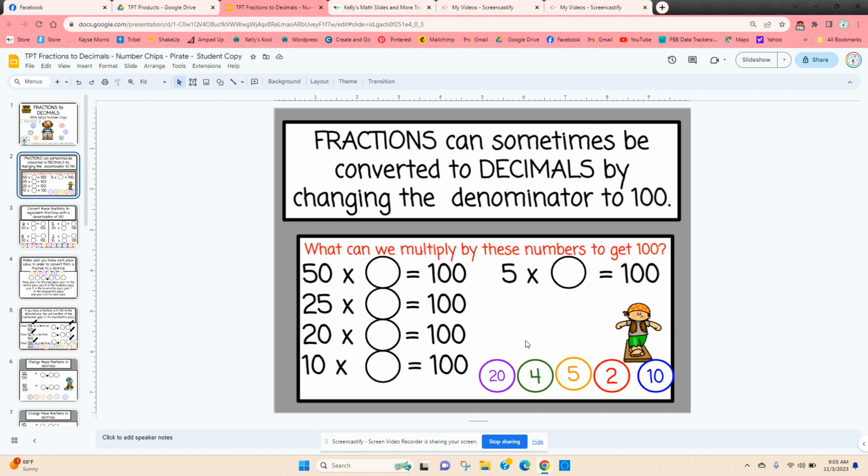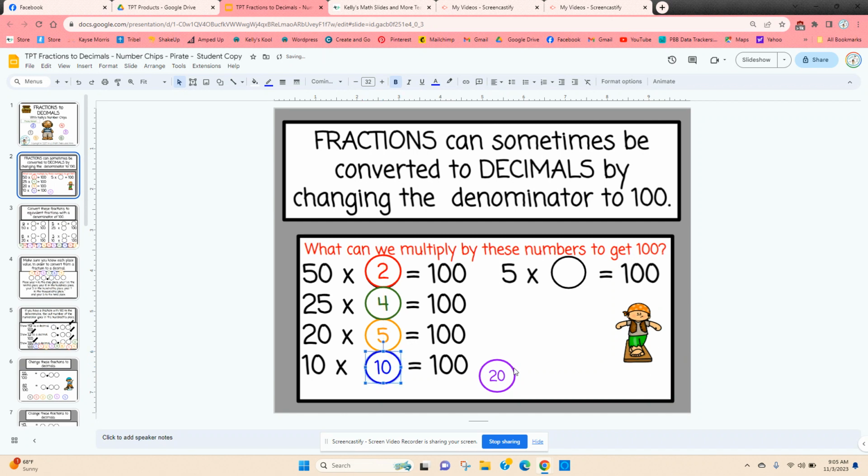So starting here, we know that we multiply 50 times 2 to get 100. So they just click and hold on the edge of these chips. 25 we have to multiply by 4. These are very easy, very common conversions that students should memorize. 20 we multiply times 5. 10 multiply times 10, and 5 times 20.